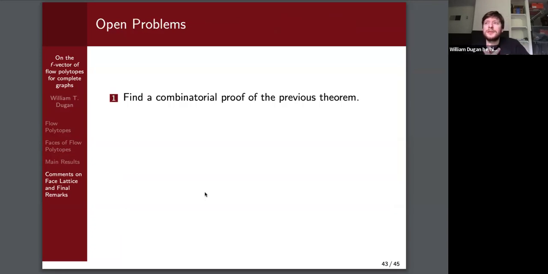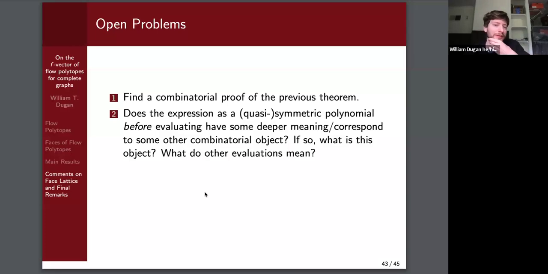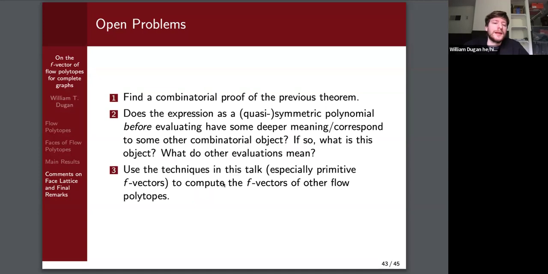It's something I'm thinking a little bit about. So if you want to work on it, maybe just let me know so I know what the state of the art is. So the first open problem would be to find a combinatorial proof of that. The second would be this strange polynomial p, and also the sum over homogeneous symmetric functions. Someone asked me when I explained this in a talk, what if you don't evaluate? Does that correspond to some other combinatorial object? Also, what happens if you evaluate it in other ways? And these are open questions.